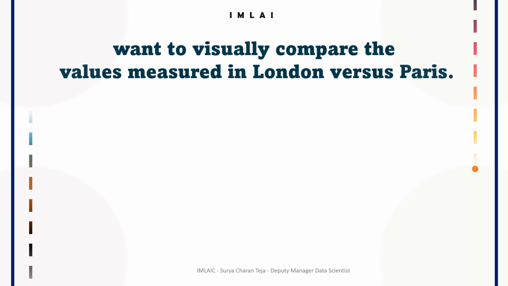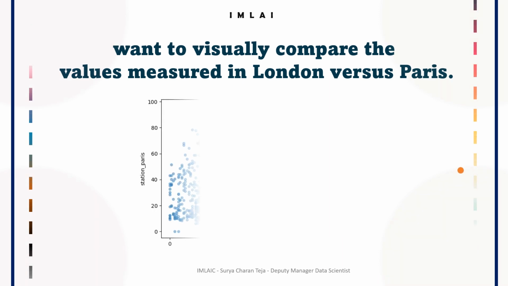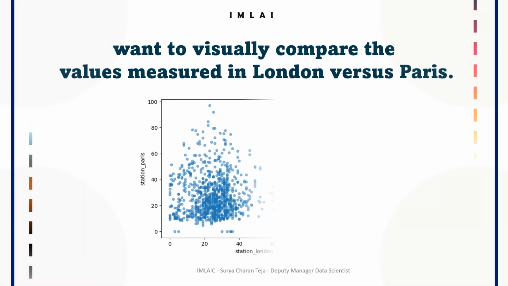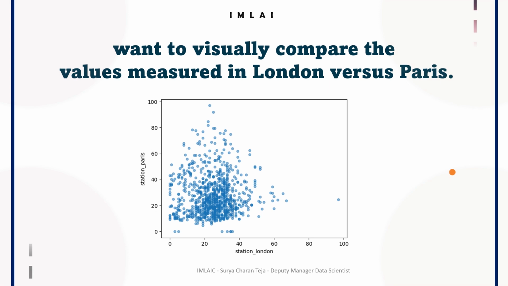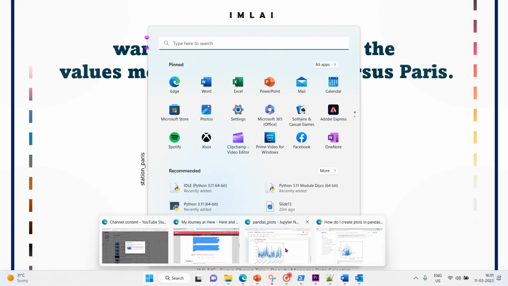So I just want to visually compare the NO2 values measured in London versus Paris. How can I do that? I can do that comparison using scatter plots. On the x-axis, I'll take station London. On the y-axis, I will take station Paris. For that, I have to consider a specific plot. So this time we will go for the scatter plot. So let's get into the action.